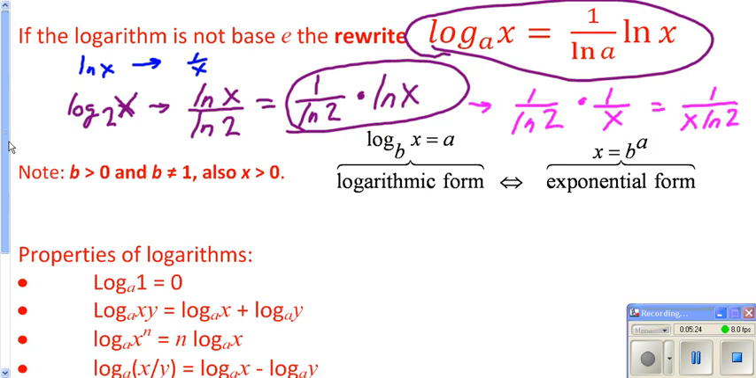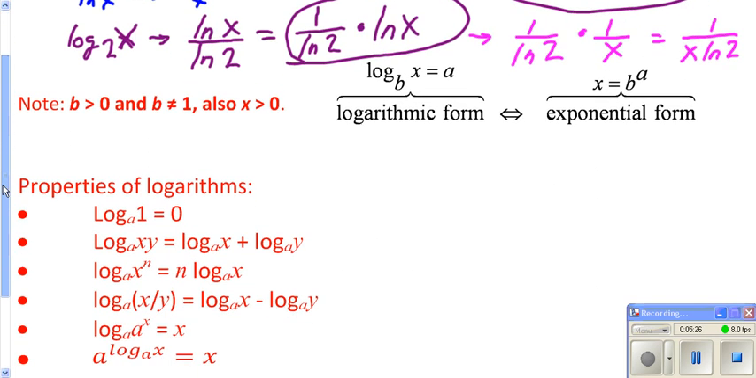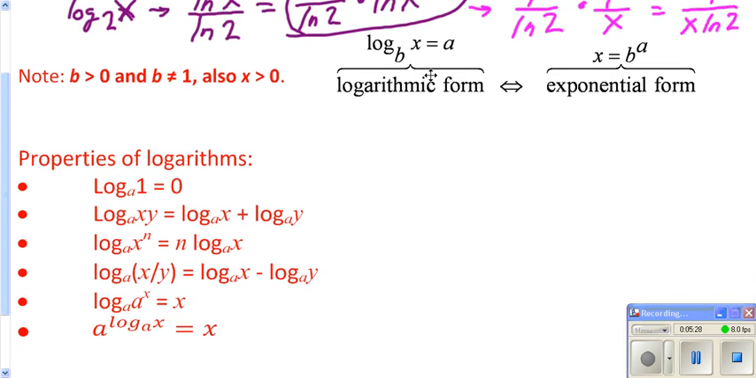Now the rest of this page is just to refresh your memory on logarithms. Here's your logarithmic form, here's your exponential form. It's basically your definition of a logarithm. Remember, what's after your log always has to be positive. And then down below are your properties of logarithms again.